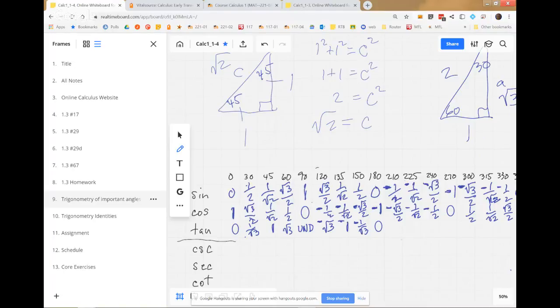210, a 30-degree angle in the third quadrant. Because we're in the third quadrant, tangent is now positive again. And for 30 degrees, 1 over the square root of 3. Tangent of 225 is 45 degrees, so tangent of that is 1. 240, a 60-degree angle, square root of 3. And then 270, we're back to undefined again.